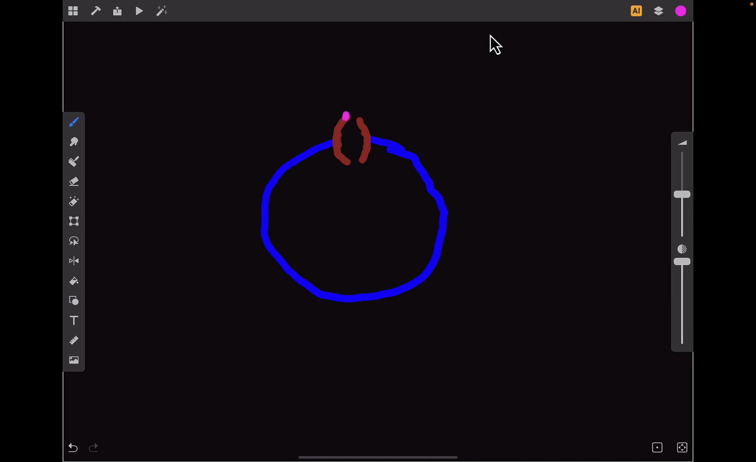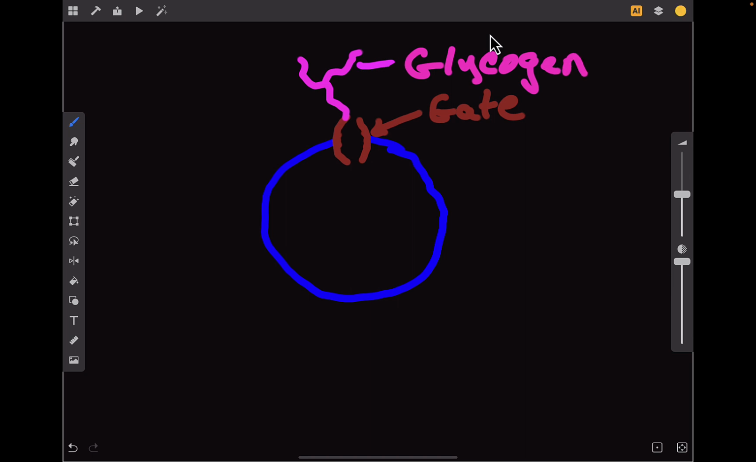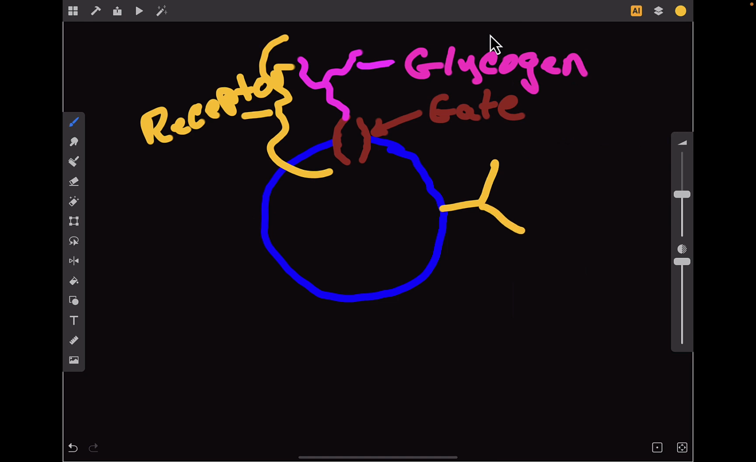And then on the outside of those gates, we have glycogen. And so this entire complex here, gate and glycogen, together, these can be referred to as a receptor. Okay? Or, if I wanted to draw this quickly, I could just draw it like this. I could just draw a Y, and then I would refer to that as a receptor. But a receptor is that gate glycogen complex that's on the outside of our cell.